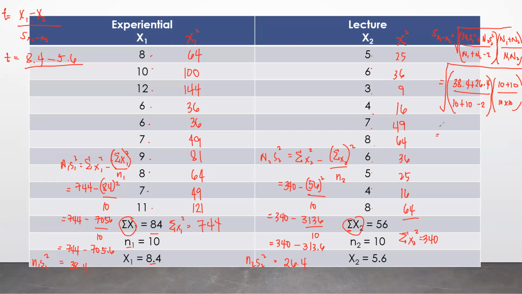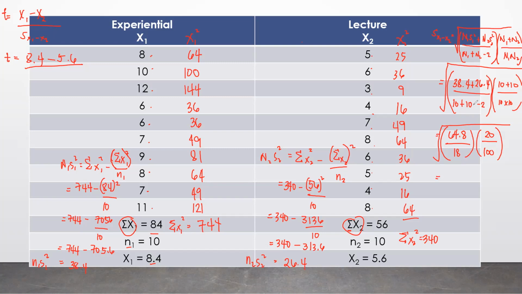So 38.4 plus 26.4 is 64.8. 64.8 divided by 10 plus 10, 20 minus 2, that's 18. Times 10 plus 10, that's 20. Divided by 10 times 10, that's 100. Okay? Sundan pa. Again, nag-add muna ako ha. And then nag-minus ako dito sa baba.